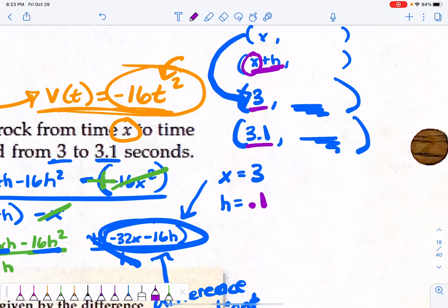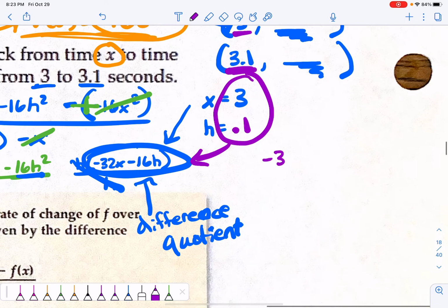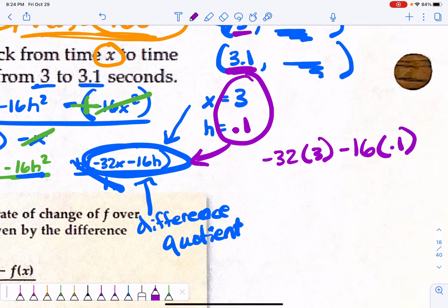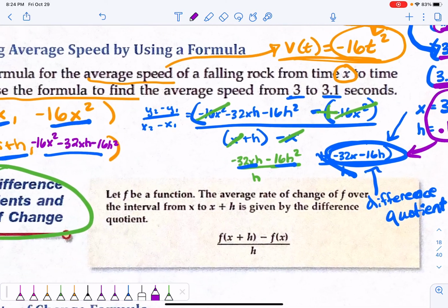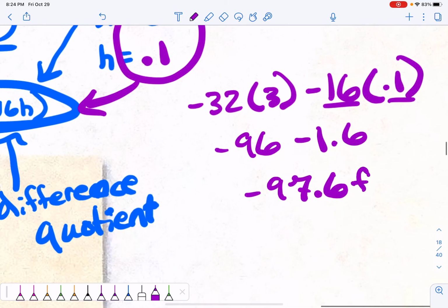So this is where my x is, and my x plus h will be that one. And then all I have to do is plug those two numbers in. So negative 32 times 3 minus 16 times 0.1. 32 times 3 is 96, negative 96. And then 16 times 0.1 is negative 1.6. So we've got negative 97.6. This is in feet per second, so it's falling at an average rate of 97.6 feet per second.